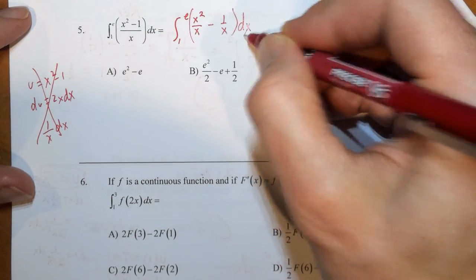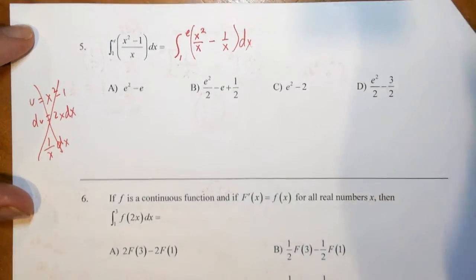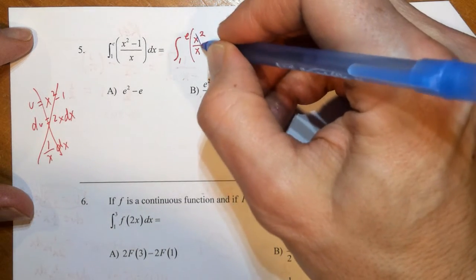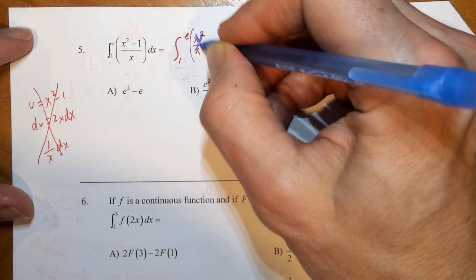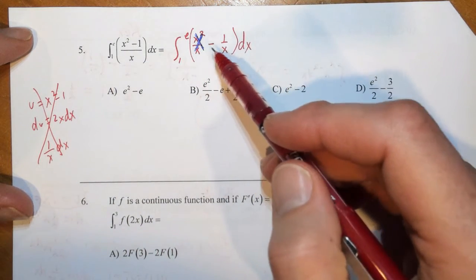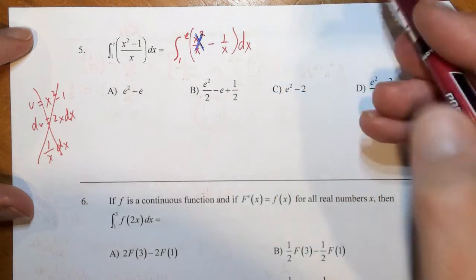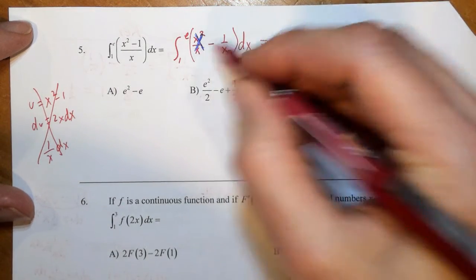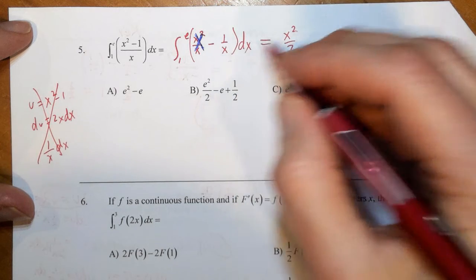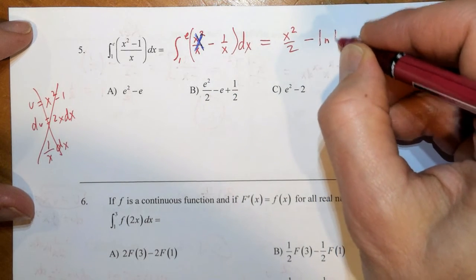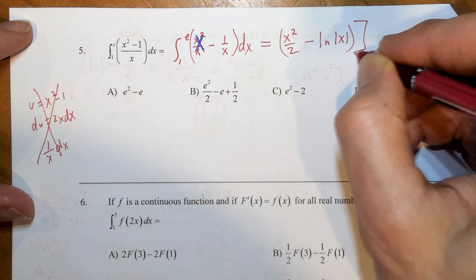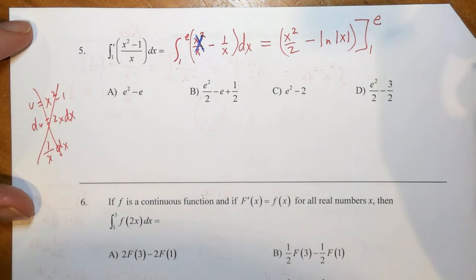so we can break up the fraction. And we all know that x squared divided by x is really just x. So this expression right here, x squared minus 1 over x, is the same thing as x minus 1 over x. Now we take our antiderivative. The antiderivative of x is x squared over 2. The antiderivative of 1 over x we know is the natural log of the absolute value of x. This whole thing is being evaluated from 1 to e.